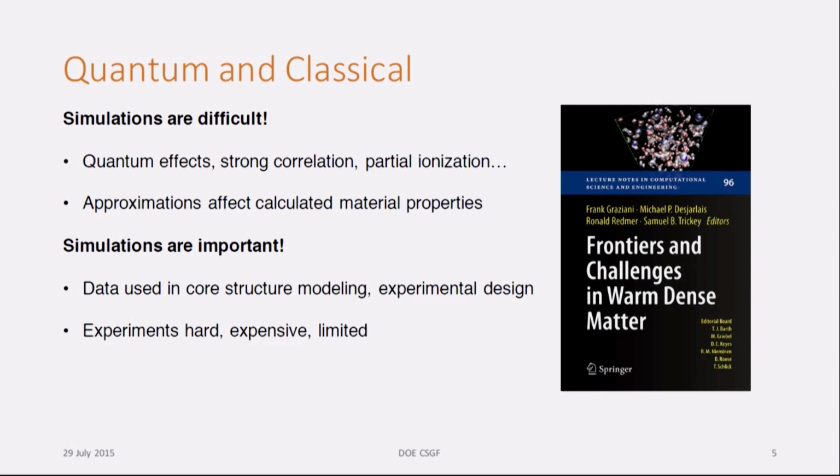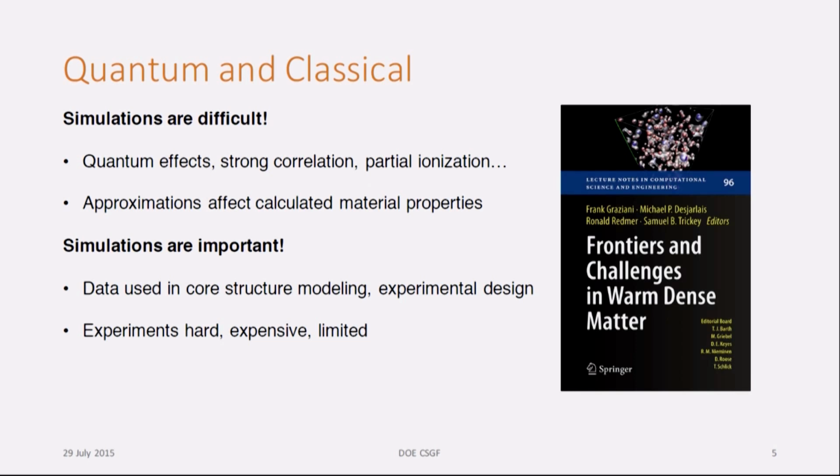So the way that you need to do that is have simulation methods that are both quantum and classical. Quantum effects are very important for the electrons because they're so dense that the electrons notice each other's neighbors still. But you have strong correlations between those electrons, sometimes between the ions as well, partial ionization, and a host of other physical characteristics that you need to be able to model.